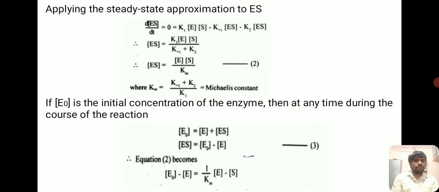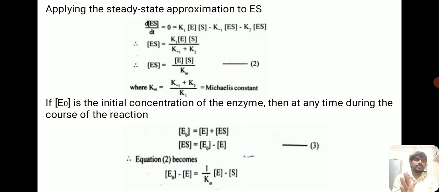So the concentration of ES is equal to the concentration of E into the concentration of S over Km, where Km represents (K minus 1 plus K2) over K1. You can observe here, in the previous equation we had K1 by K minus 1 plus K2. This is what is represented by Km, that is (K minus 1 plus K2) by K1. This is the Michaelis constant.